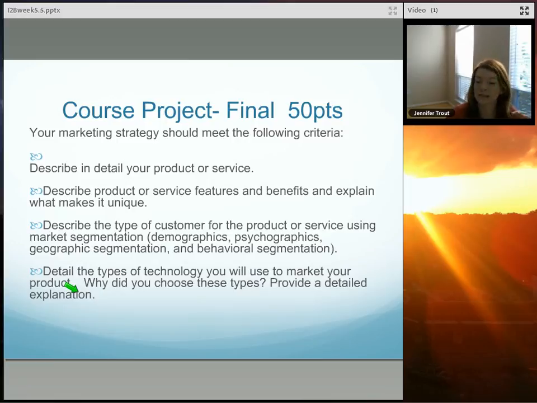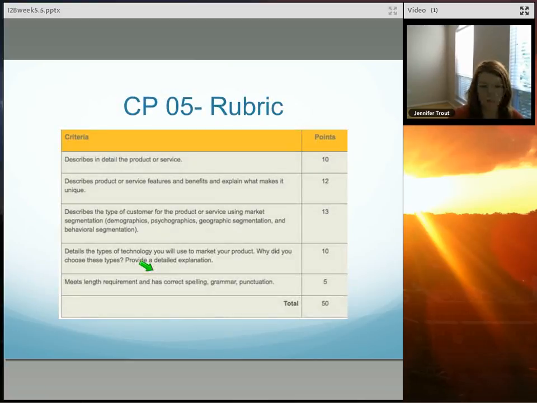So you need to give me the first part, your introduction, and then add into it your product detail, your market segmentation, which is your demographic, psychographic, geographic, and behavioral segmentation, and then discuss your marketing plan using technology. What technological devices would you use? Things like Facebook, social media, texting, etc. And then why did you choose these types, and explain further. And then ultimately, wrap everything up in a conclusion.